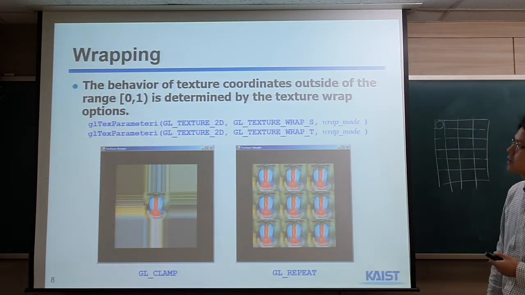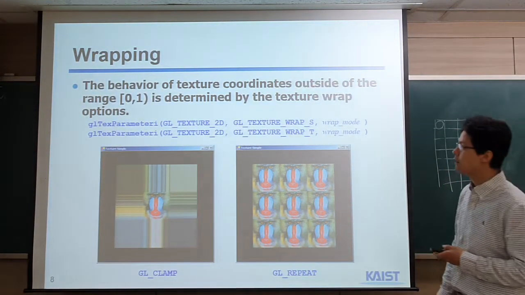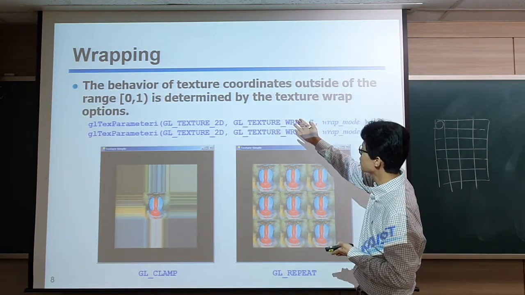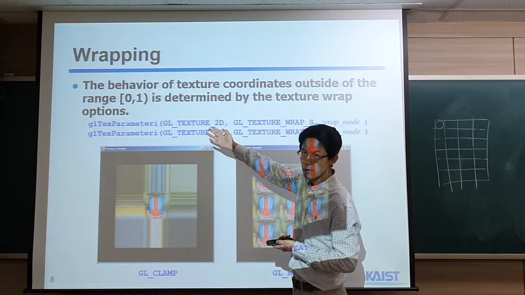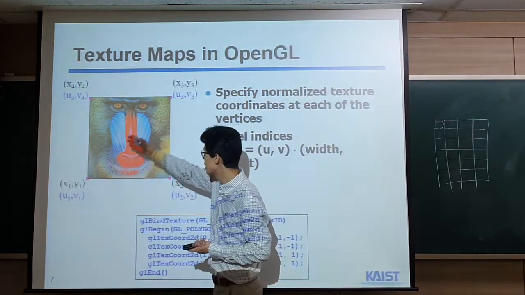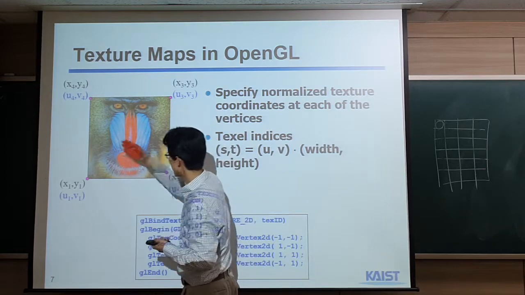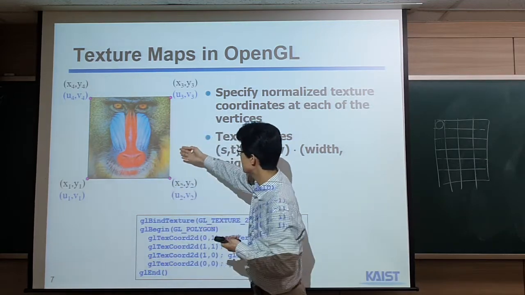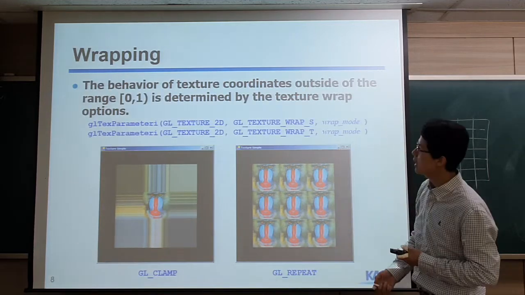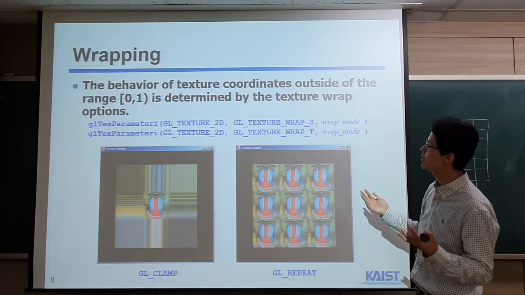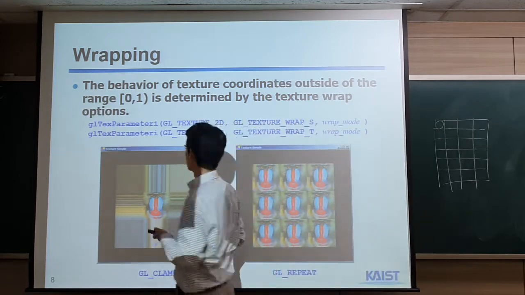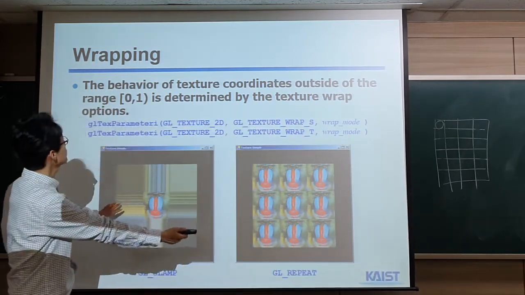But there are some issues. Here I will talk about the wrapping issue. I said that usually the texture coordinate is specified from 0 to 1, right? The 0 maps to this end along S, and the 1 maps to the other end. Sometimes the texture coordinate may be smaller than 0 or bigger than 1, and then we can use two different wrapping modes.